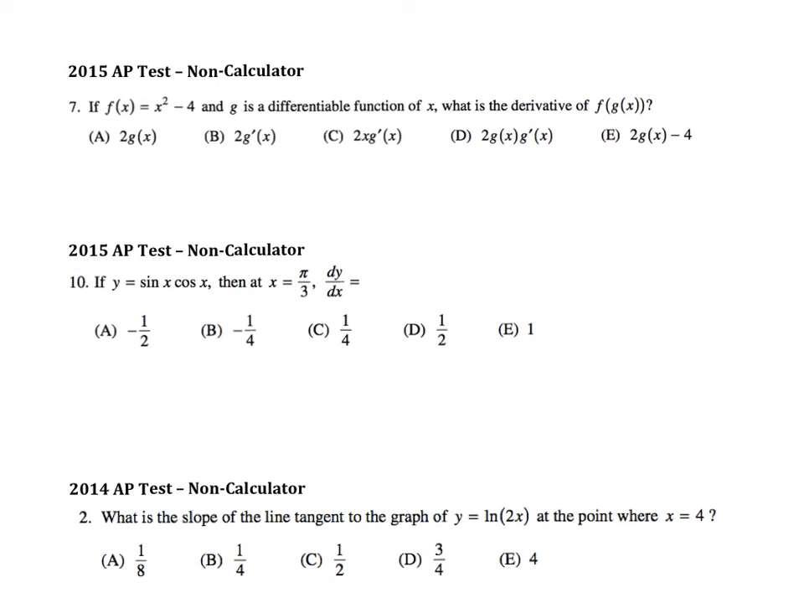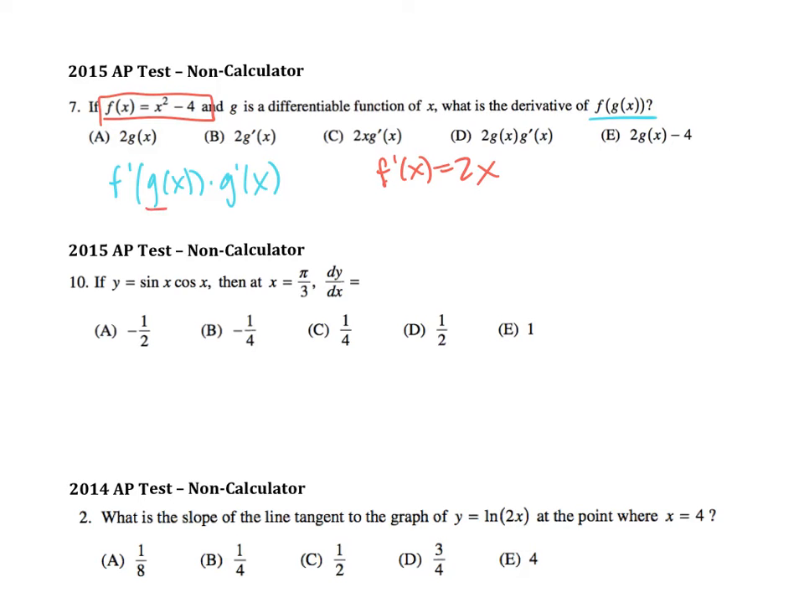Okay, they want the derivative of f of g. We're going to have to do chain rule. Derivative of the outer, leave the inner, times the derivative of the inner. And what we do know is our f function. F is x squared, and notice that we need an f prime. So I'm going to go ahead and take f prime of x is 2x.